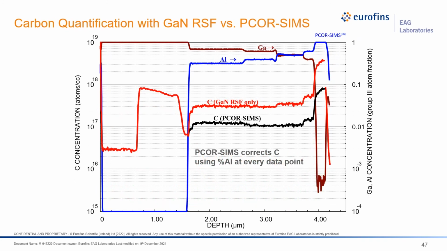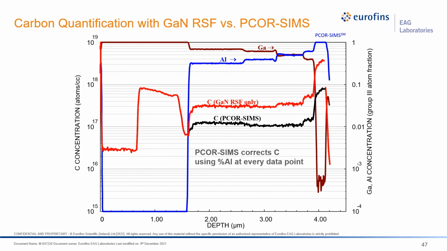Why do we want to do PCOR-SIMS, just like in the arsenides? The carbon RSF changes from gallium nitride to AlGaN by a factor of 2 or more, depending on the AlGaN composition. And if you were to plot, say, carbon concentration using a single RSF, you could be making a mistake of a factor of 2. So if you want to compare your carbon concentration with respect to carbon concentration in the AlGaN, if you don't use PCOR-SIMS, you'll be making an inaccurate assessment of your GaN HEMT structures.